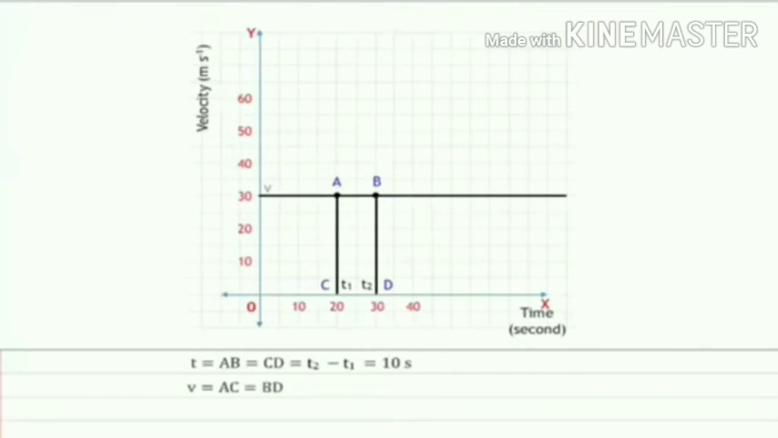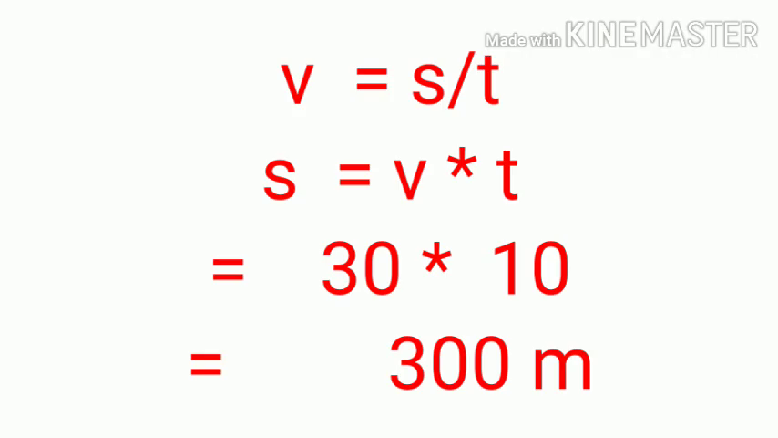Here you will see V is equal to AC equal to BD is equal to 30 meter per second. As velocity is rate of change of displacement, that is V is equal to S by T. Thus here V is 30. Therefore S is equal to V into T, that is 30 into 10. Therefore 300 meter.